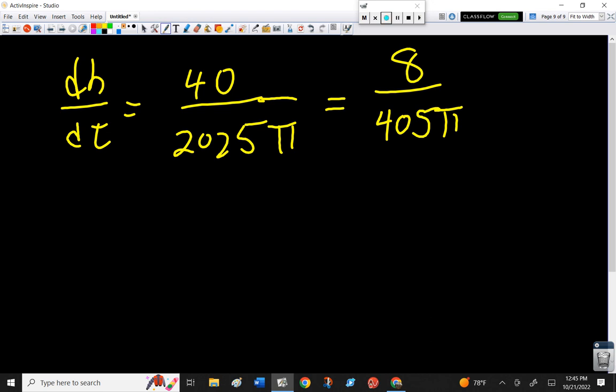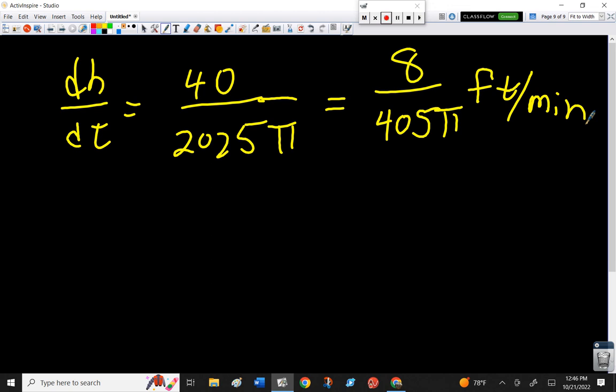The height is measured in feet per minute, so feet per minute. And you would get full credit, and you would get the 1 point for the units of measure if this was a free response question.